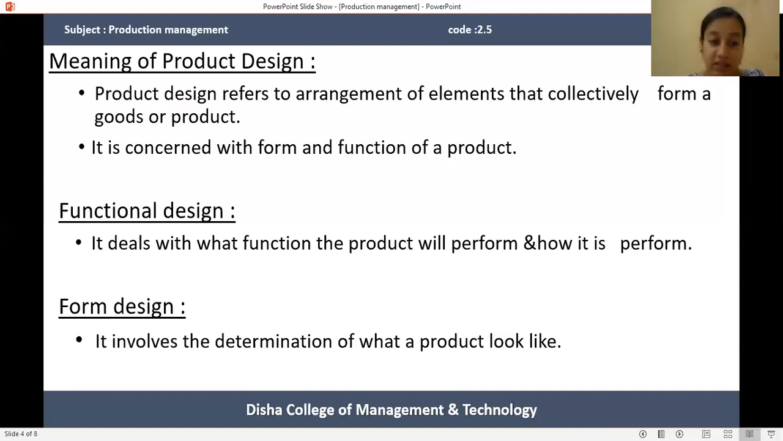Next, he has to consider the form design. After designing the functional part of a product, he has to identify how the product looks like. He has to design the shape and appearance of the product. So product design is a very important part of the production department or production management.